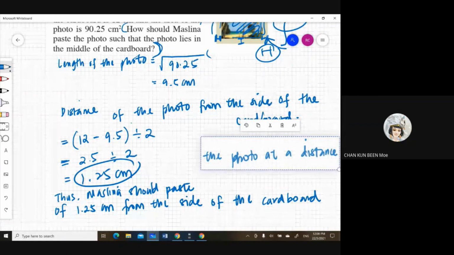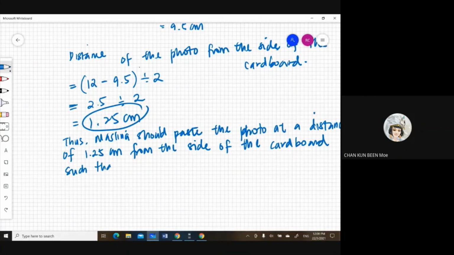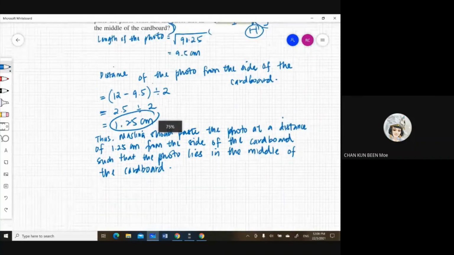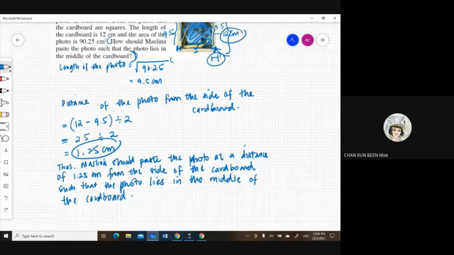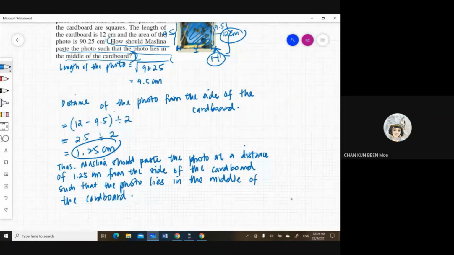Such that the photo lies in the middle of the cupboard. Okay, very long. Never mind. Just make sure you answer according to this question. How should Maslina paste the photo such that the photo lies in the middle of the cupboard? So, Maslina should paste the photo at a distance of 1.25 centimeter from the side of the cupboard, such that the photo lies in the middle of the cupboard.